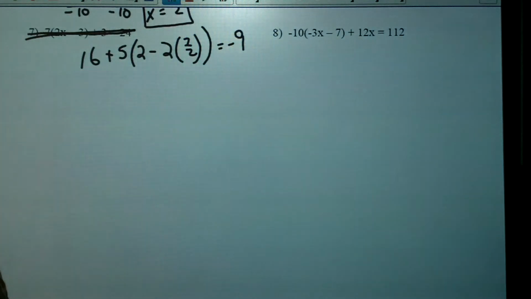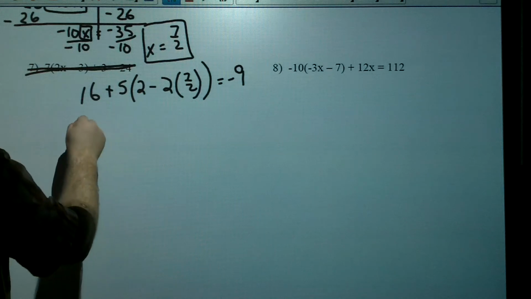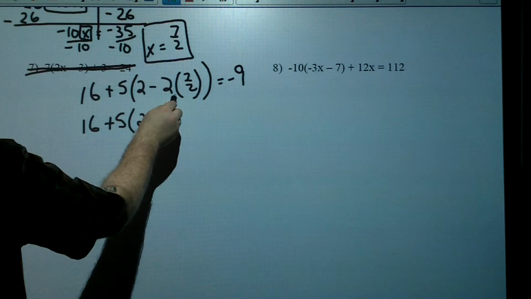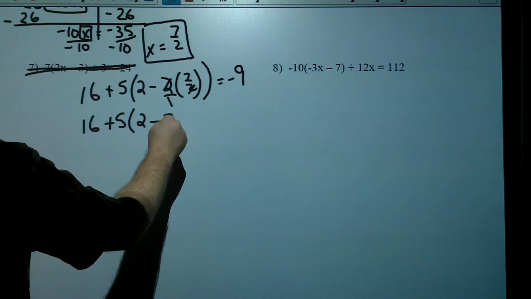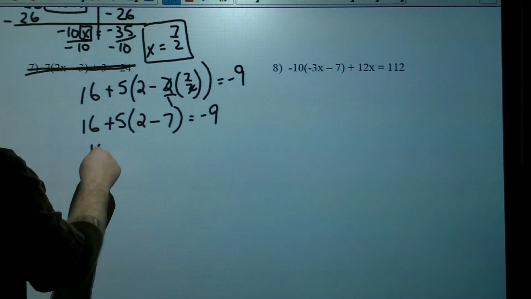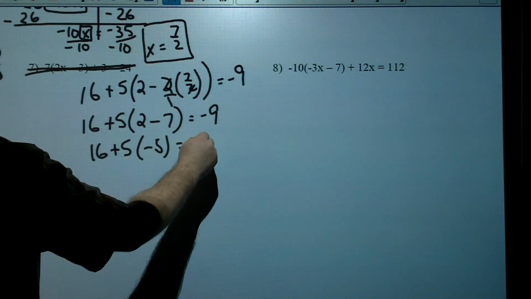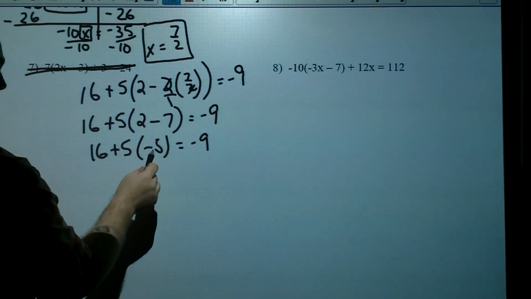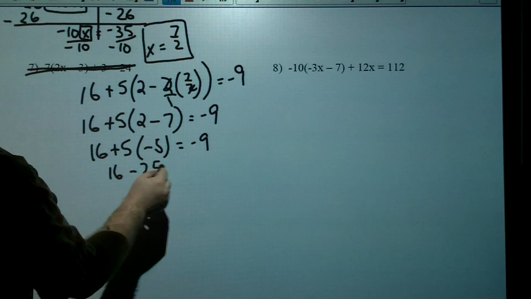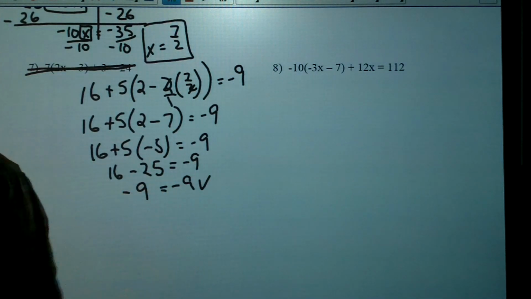Again, it's kind of lengthy. Just work your way through it. Parentheses first. In the parentheses I have multiplication. So 16 plus 5 times 2 minus 2 over 1. So the 2's cancel. So I get 7. Parentheses again. 2 minus 7. So 16 plus 5 times negative 5 equals negative 9. Multiply next. 5 times negative 5 is negative 25. So 16 minus 25 equals negative 9. And negative 9 on both sides is true.